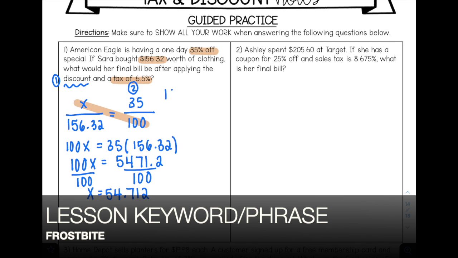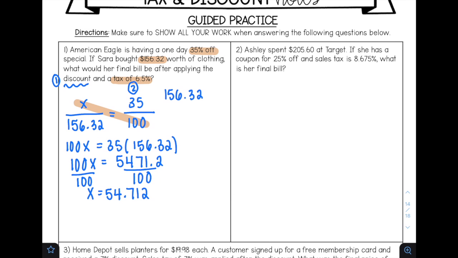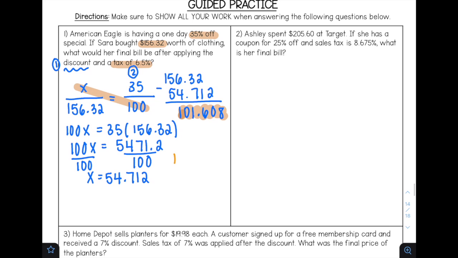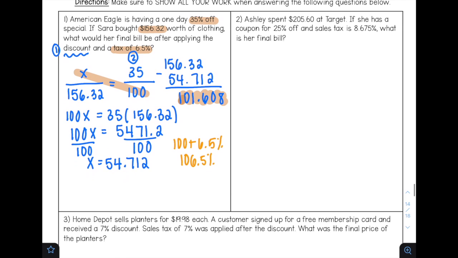I'm going to take 156.32 and subtract my 54.712. I am going to get 101.608. Now what I want to do is use this for my tax. So this is what I'm going to use for my tax. I want to use 100% plus my 6.5%. So I get 106.5% that I'm going to increase my price by.